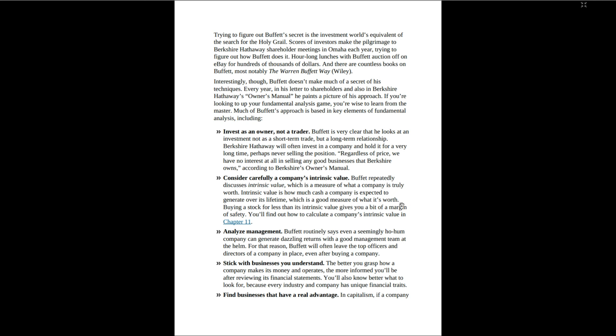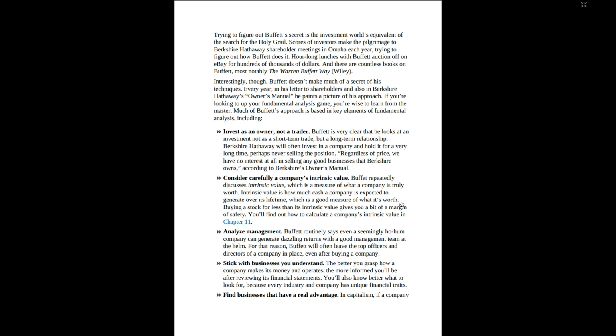Analyze management. Buffett routinely says even a seemingly ho-hum company can generate dazzling returns with a good management team at the helm. For that reason, Buffett will often leave the top officers and directors of a company in place even after buying a company. Stick with businesses you understand.